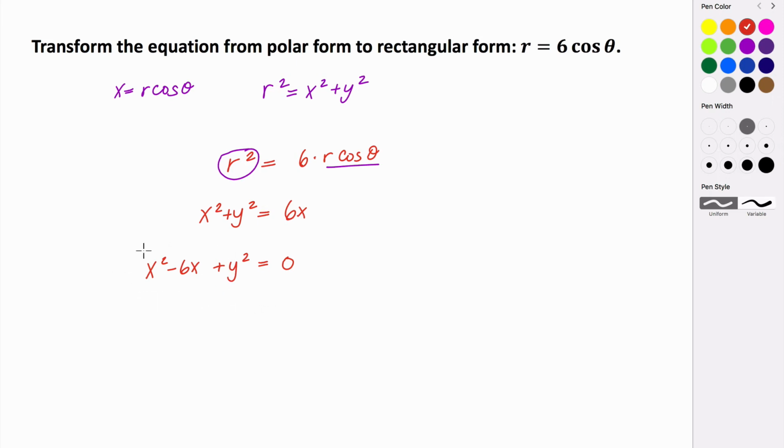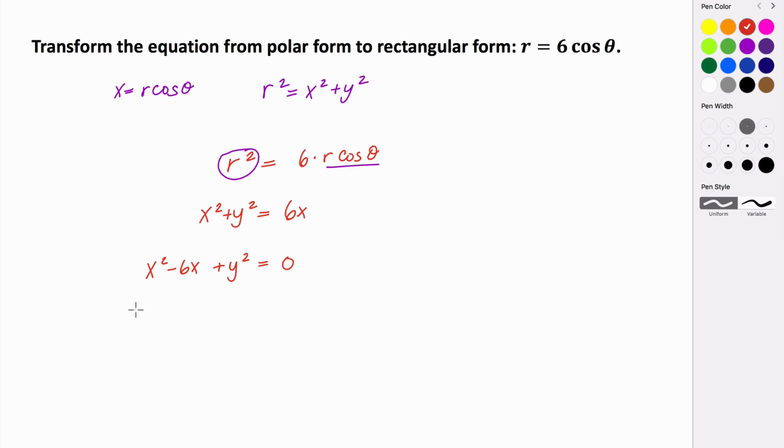I have a suspicion that this is going to be a circle, and it's going to have a center not at the origin. Now, to make it look more like a circle in standard form, what we're going to have to do is use completing the square. So we're going to have to group our x's and then complete the square on the x's. So we already have our x's grouped here, so let's complete the square.